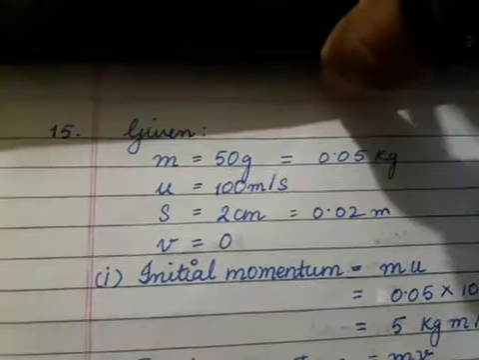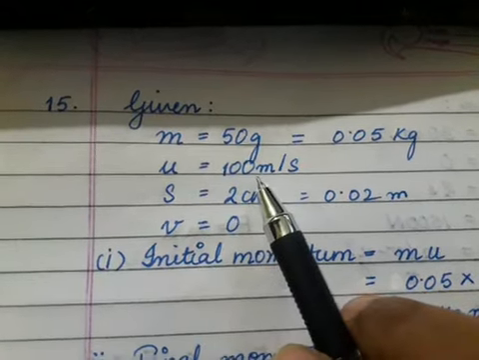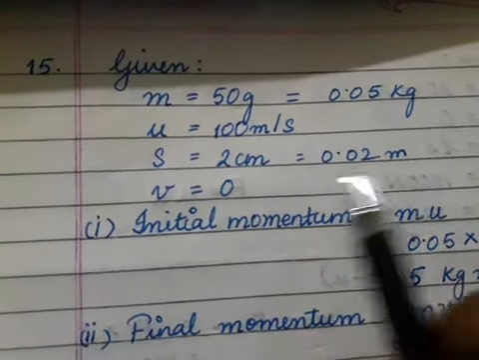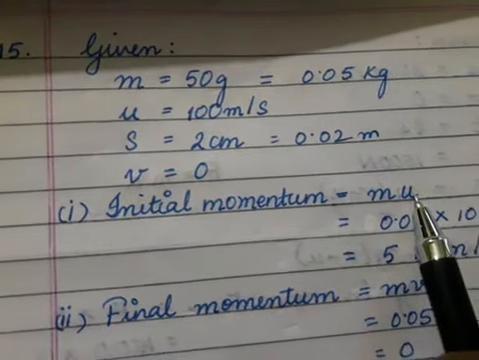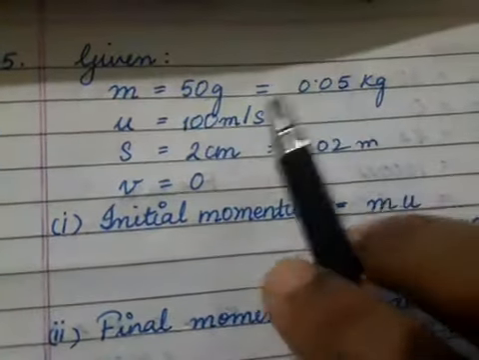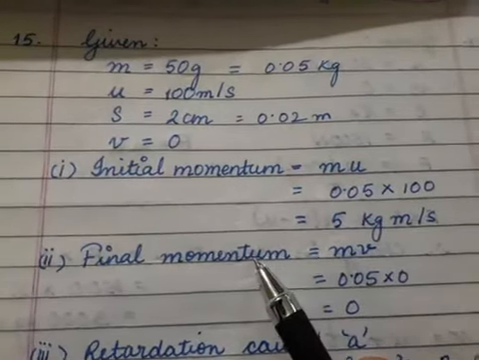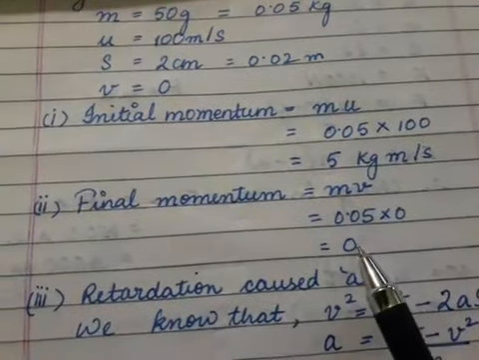You can see here, mass is given as 50 gram and it is converted to 0.05 kg. Initial velocity the bullet was moving with is 100 meter per second. Distance traveled is 2 centimeter, you have to convert it to meter, and final velocity is 0. So initial momentum is m into u, because the momentum formula is mv. So the answer is 5 kg meter per second. Final momentum is m into v. Finally it came to rest, so the answer will be 0.